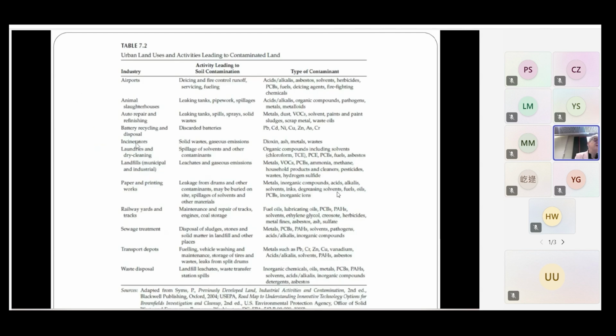So you also have many industries within an urban area. Things like laundries, printing facilities, railway yards, sewage treatments, battery recycling, airports, and things like this. And each of them has its own issues with soil contamination, depending on what happens.